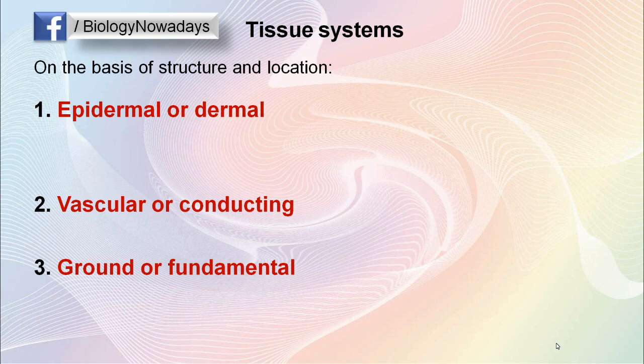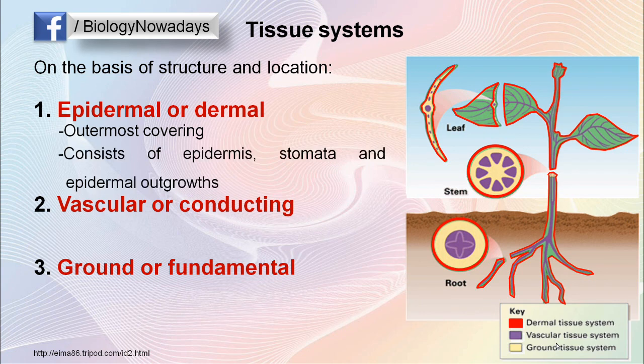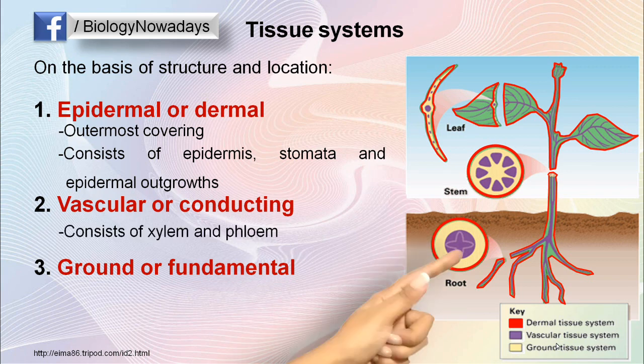Epidermal tissue system forms the outermost covering of the primary plant body and consists of epidermis, stomata, and epidermal outgrowths. We will learn about these structures later in this video. The vascular tissue system consists of the water-conducting xylem and the food-conducting phloem tissues. In this picture, the vascular tissue system is shown in violet color. The vascular tissue system forms a continuous system that spreads in roots, leaves, stems, etc. and acts as a continuous channel for the conduction of water, mineral elements, and prepared food.